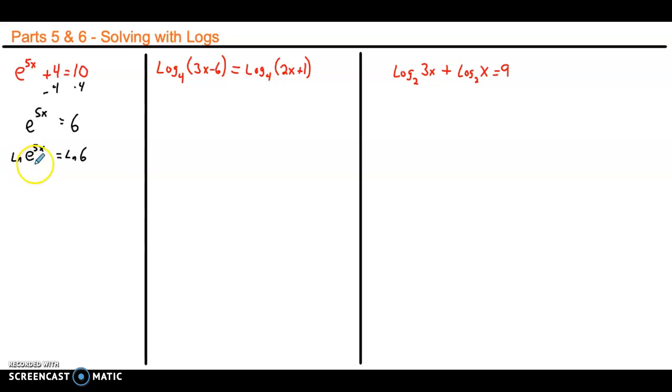All right. Here we go with these properties. We're taking the logarithm of something with an exponent. That exponent moves out in front. Natural log of e to the 5x equals natural log 6. Okay. Natural log is a logarithm base e of e. This is just 1. 1 times 5x is 5x.